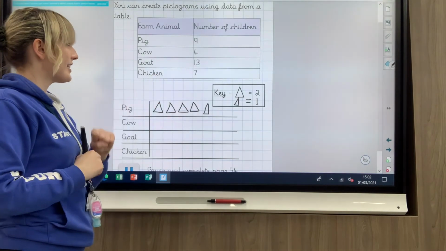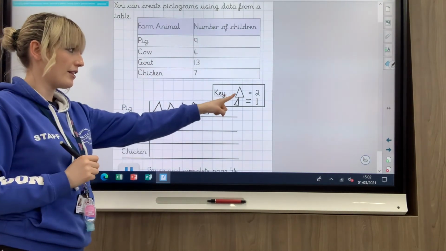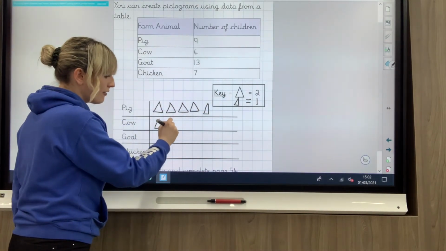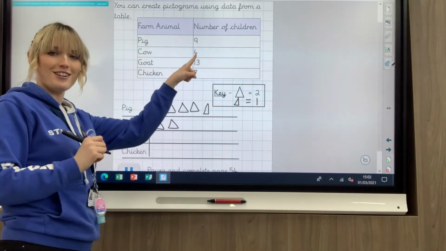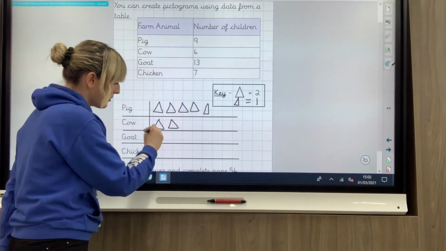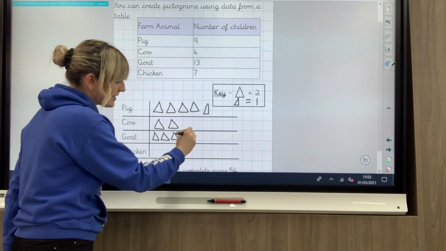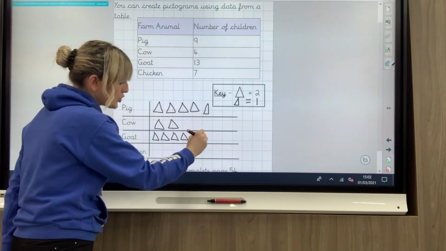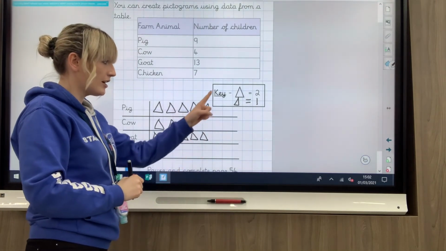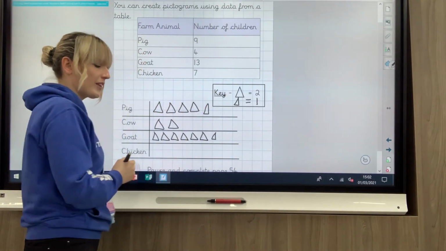Okay, the cow. So cow was chosen 4 times. So remember, the full triangle is 2. Count with me. 2, 4. Oh, we're done. Okay, on to the goat then. The goat's 13. So 2, 4, 6, 8, 10, 12. I can't do another one because that would be 14. So I've got to do my half a triangle to make 13.